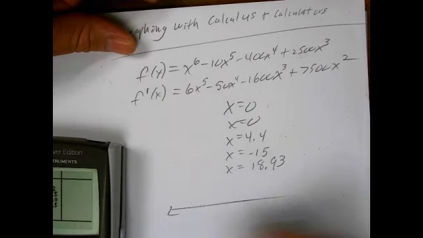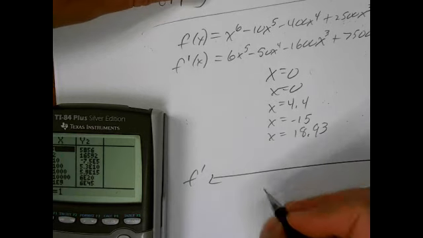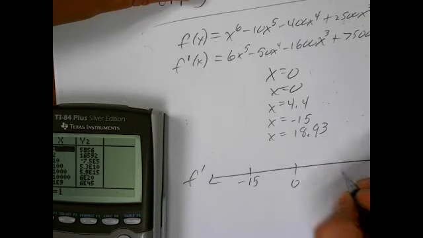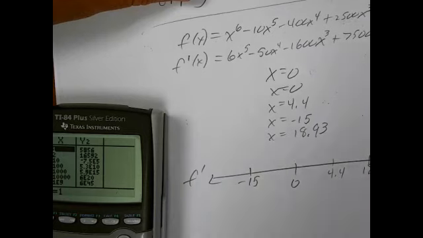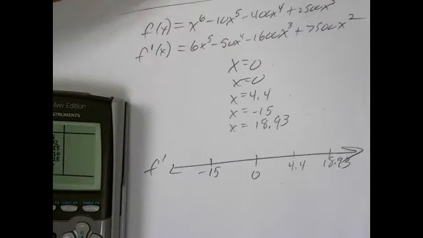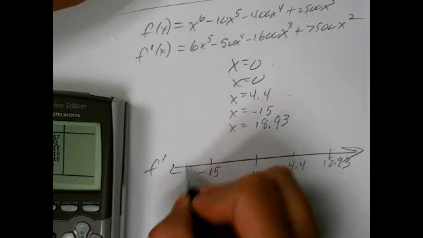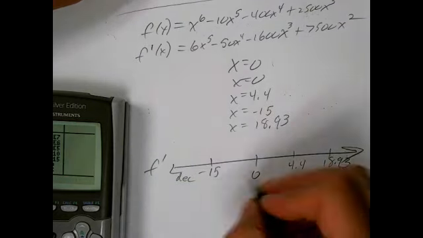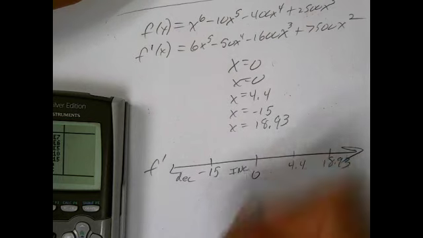So I'm going to look at my f prime number line, and the places I need to take a look are going to be around -15, around 0, around 4.4, and around 18.93. All right, so on this table, I'll put in something like -20, and the thing that matters is that it is negative, so the function is decreasing. For this interval, I would put in maybe a -10, and it's positive, so that means here it's increasing.